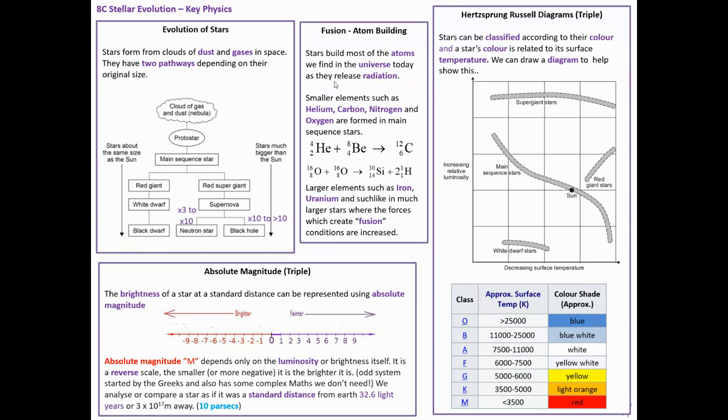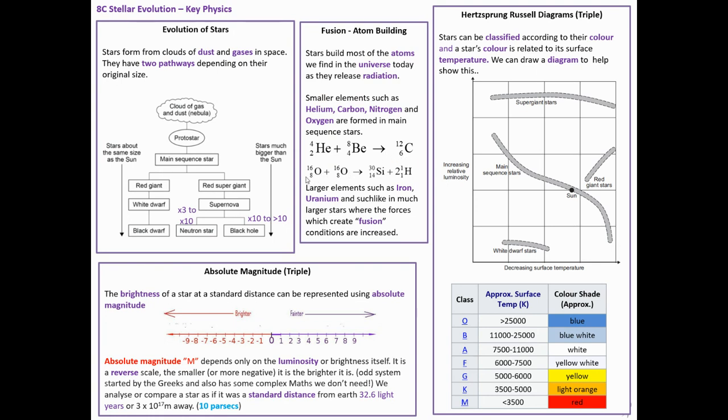They build most of the atoms we find, the vast majority that is, in the universe today as they release radiation, so like electromagnetic spectrum stuff and particles. Smaller elements such as helium, carbon, nitrogen, oxygen are formed in main sequence stars. So they're stars about the same size as our sun or a bit bigger, and they're in a sort of early part of their life. And so things like helium and beryllium fuse together to form carbon, which is a bigger atom. And then obviously those atoms eventually are released into the universe and they do things like build our bodies.